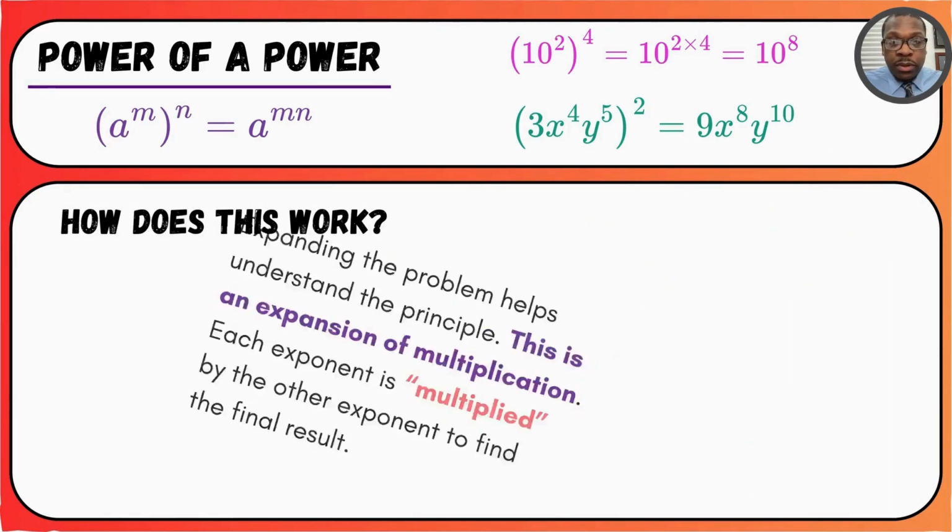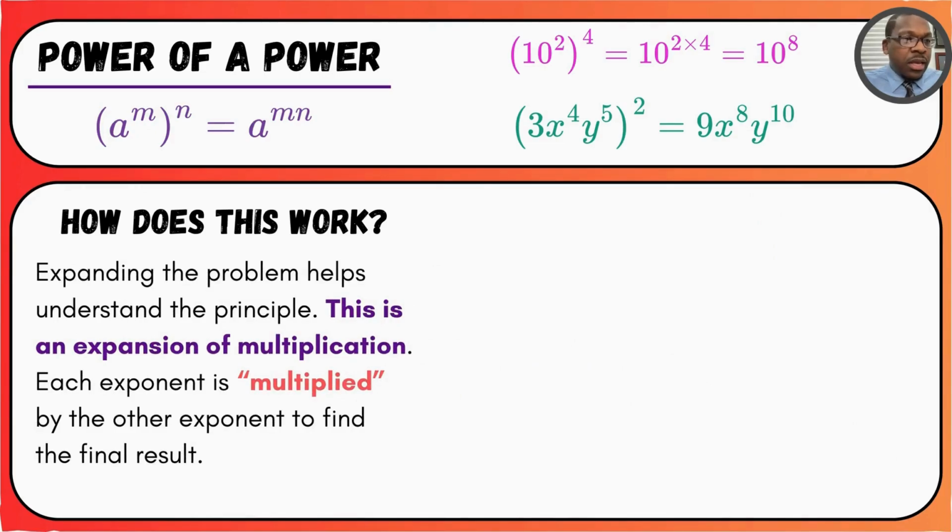Now, how does this work? It really helps if you expand the problem, because it's really just an expansion of multiplication. It's like saying each exponent is multiplied by the other exponent to find the final result, okay? And so let's take a look and expand it a bit and see if we can understand it a little bit more. So 10 to the second power raised to the fourth.